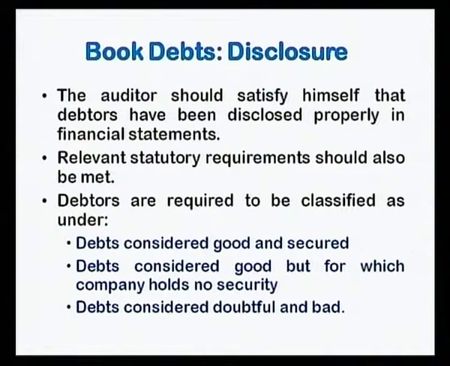After deciding upon the criteria on which we have to disclose the debts, this will involve bifurcation into three types. That is, debts which are good and secure: these are those debtors which pay on time and also respect the credit facility which is being given to them. Secondly, the debts which are considered good but for which the company holds no security: these are those debts for which some risk is involved. And thirdly, the debts which are considered doubtful and bad: these are those debtors which have not paid on time and have been pending, and their balances are growing from quarter to quarter.